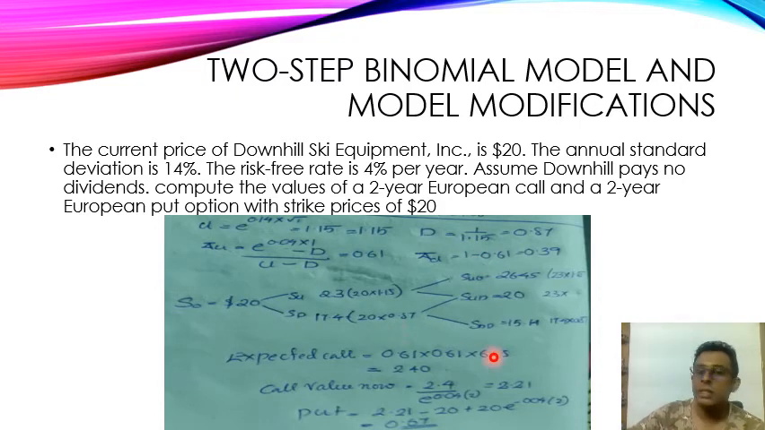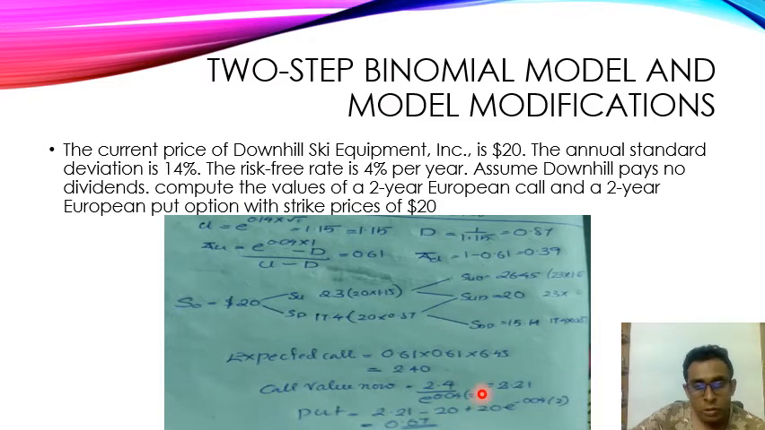So that probability alone is taken: 0.61 into 0.61 into 6.45, which is 2.40. We can also calculate plus 0.61 into 0.39 into 0, and 0.39 into 0.39 into 0. Likewise we can calculate all these probabilities, but they will obviously result in 0, because this is the only case we exercise. So 2.40 is the value of the call after 2 years.